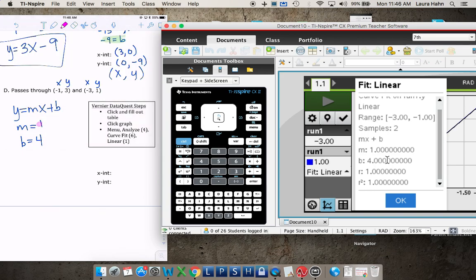So it gives me m. It gives me my b, my y-intercept. So now I can write the equation. Y equals 1x plus 4, which is exactly the same as x plus 4. Remember, if you like to keep that 1 out front of here, that's fine as long as you understand that 1x is exactly the same as x.